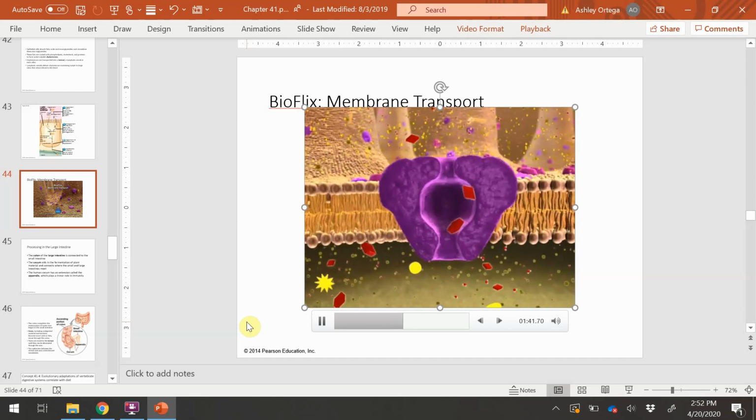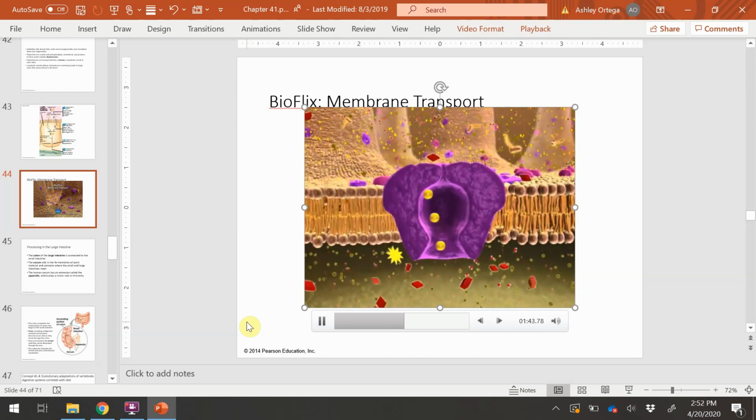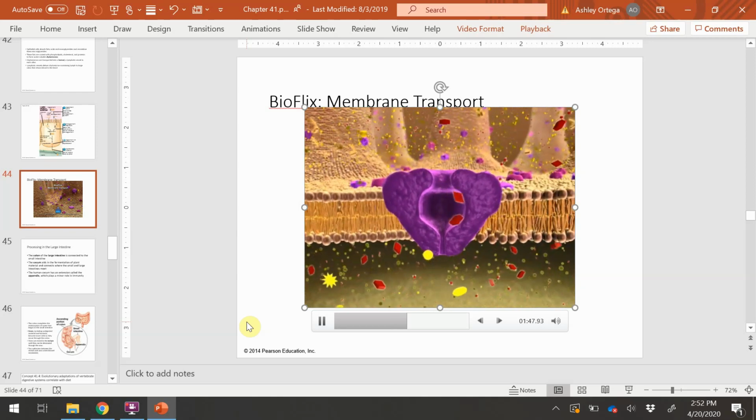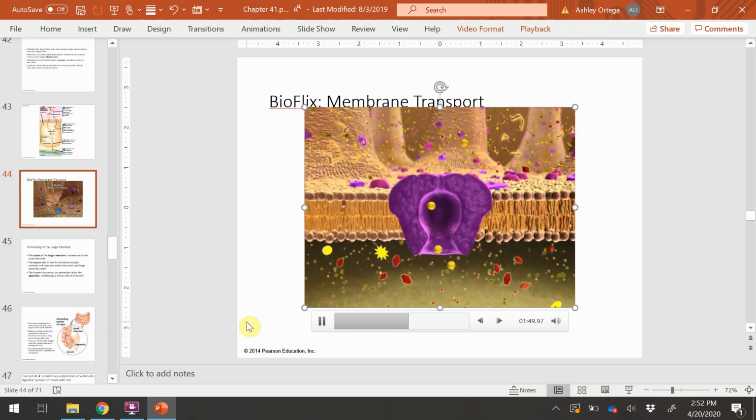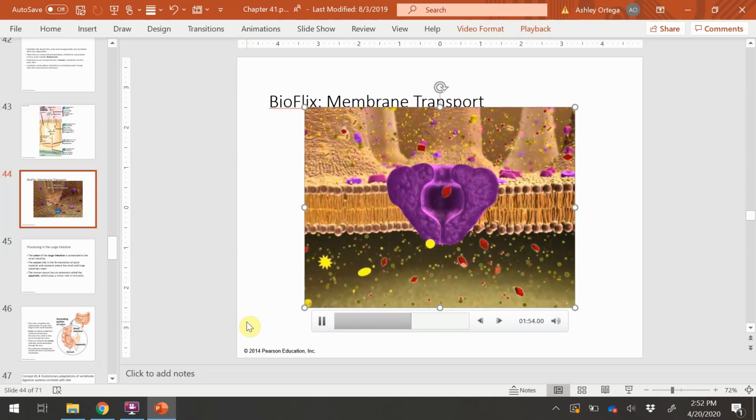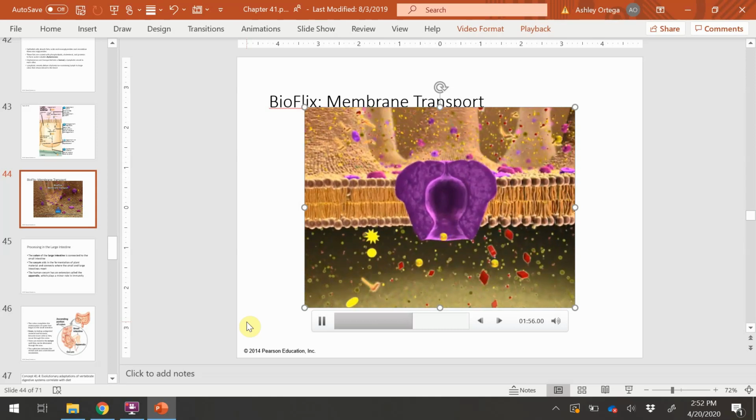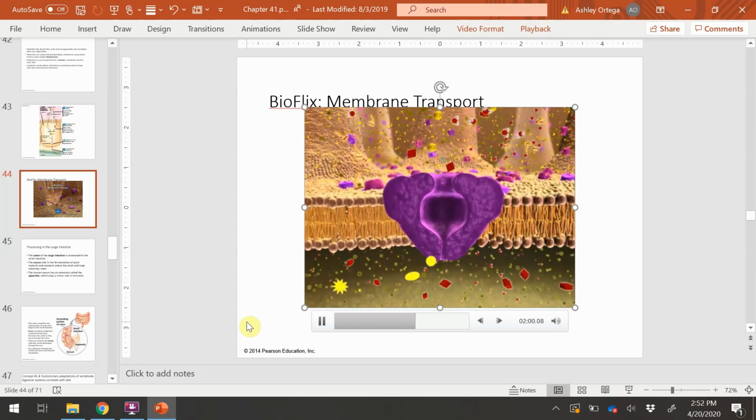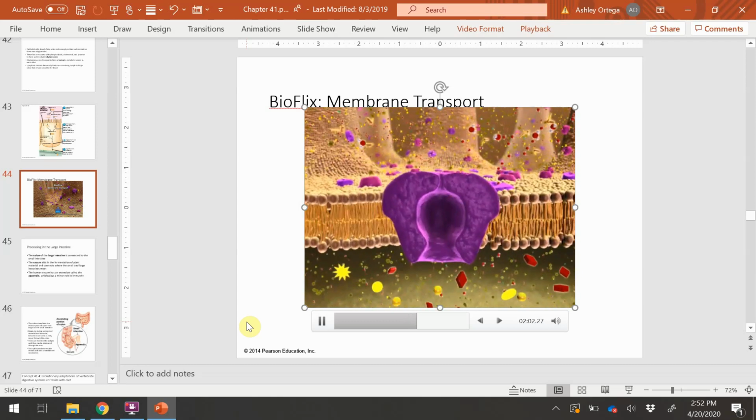The sodium-potassium pump moves ions against their concentration gradient, from where they are less concentrated to where they are more concentrated. This requires energy from the cell and is known as active transport. Energy from ATP is used to move sodium ions out of the cell and potassium ions in.